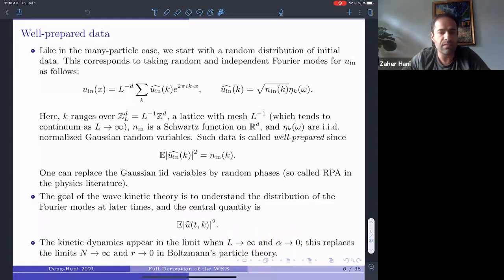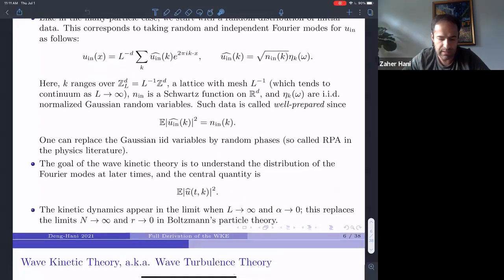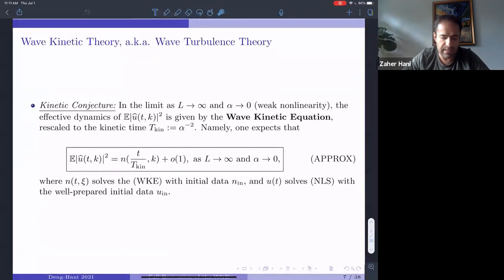This is, as we said, the analog of the Boltzmann theory, where you take the number of particles going to infinity and their radius going to 0. So this is the kinetic conjecture, and I'm using the slides that I used a few weeks ago. The kinetic conjecture says that in the limit as L goes to infinity and alpha goes to 0, so in the limit of large box and weak nonlinearity, the effective dynamics of the moduli of the Fourier modes of NLS is given by the wave kinetic equation, which I will remind you of on the next slide, rescaled to the kinetic time, which is 1 over alpha squared.